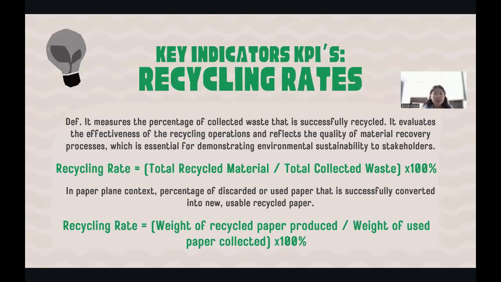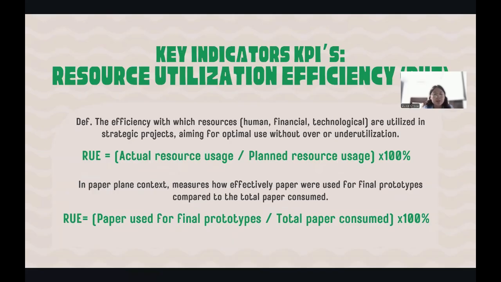Then the KPIs that I propose are the recycle rate, which in the paper plane context means the percentage of discarded or used paper that is successfully converted into new and usable recycled paper, and the resource utilization efficiency. In the paper plane context, it measures how efficiently paper was used for final prototypes compared to the total paper consumed, so we can know how much paper we waste.